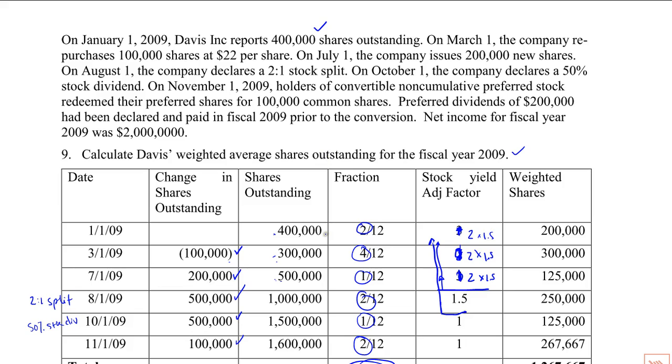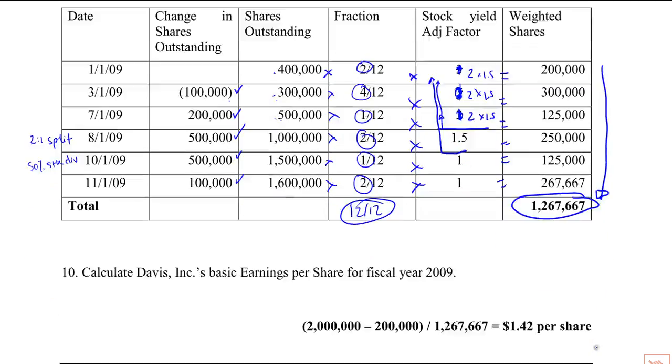Okay, so each row is 400,000 times the weighting times the adjustment factors equals, and we sum them all up, and we get 1,267,667 is the weighted average share.